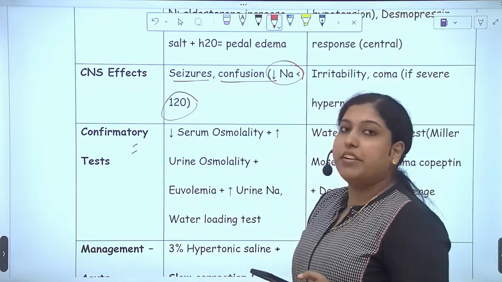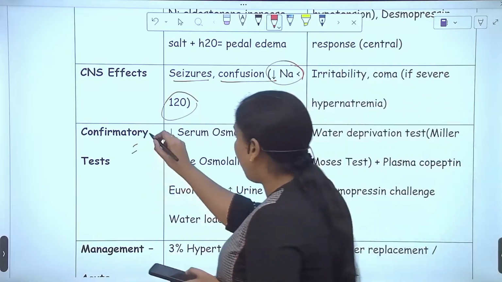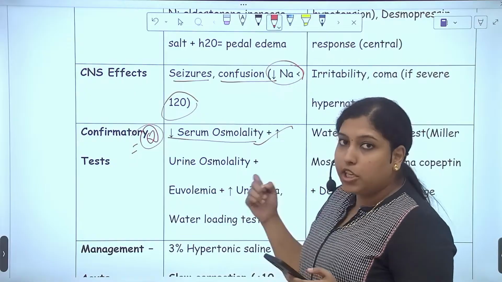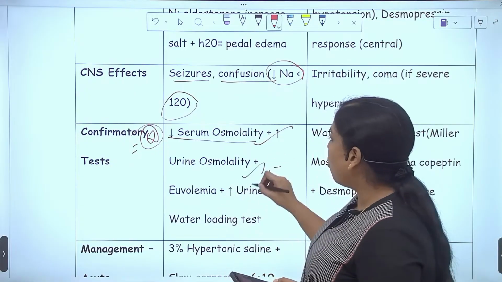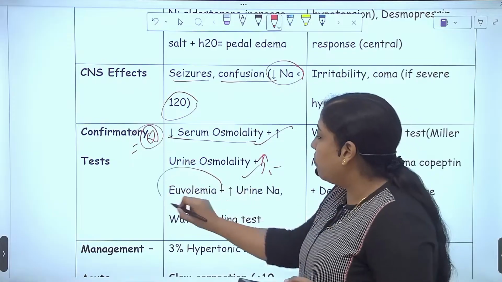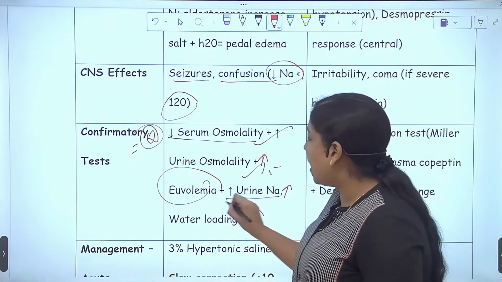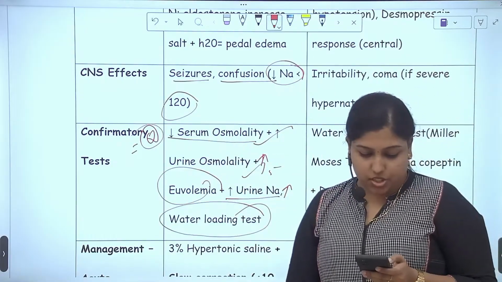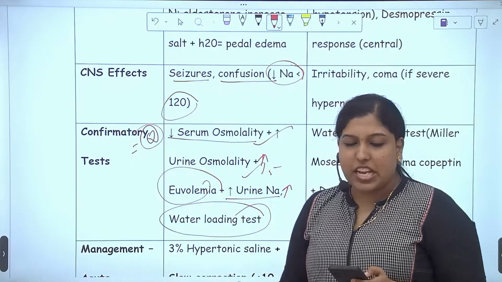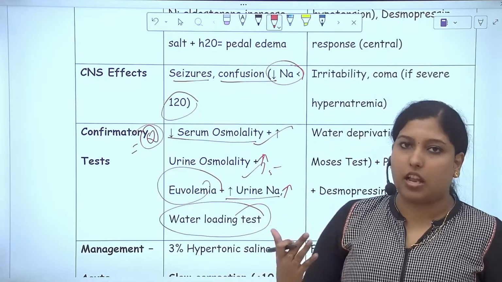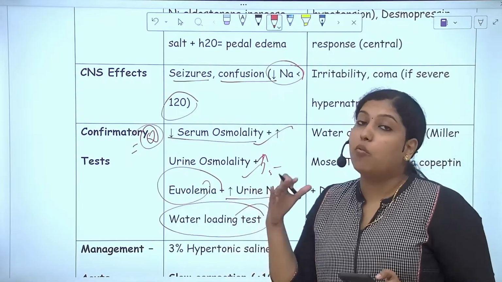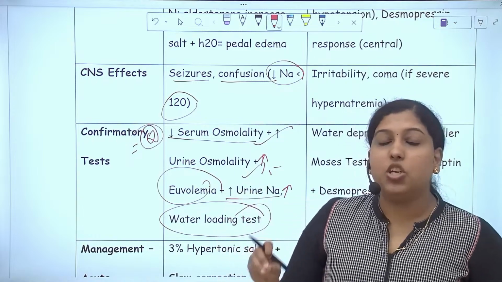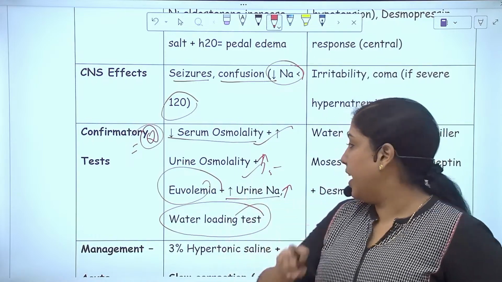So what is the confirmatory test of SIADH? Again, this is a question point. There will be reduced serum osmolarity because of the diluted fluid, and urine osmolarity will be increased. Euvolemia will be there, and increased urine sodium will be there, and the water loading test is the diagnostic test for SIADH. What is meant by water loading test? They give an excessive amount of water to the patient and analyze. Even after giving excessive water, the patient will produce very little urine output. Thereby, we confirm that the patient is positive for SIADH.